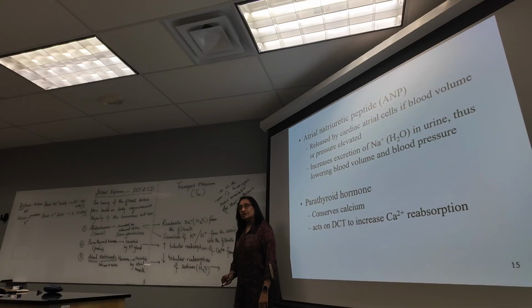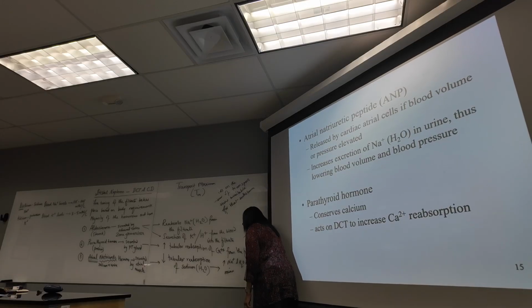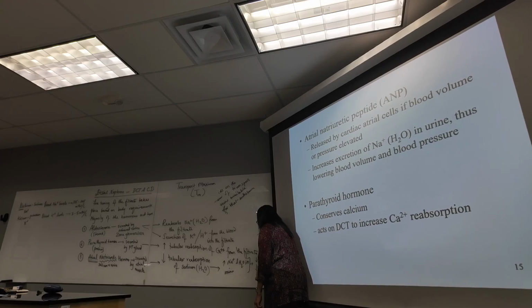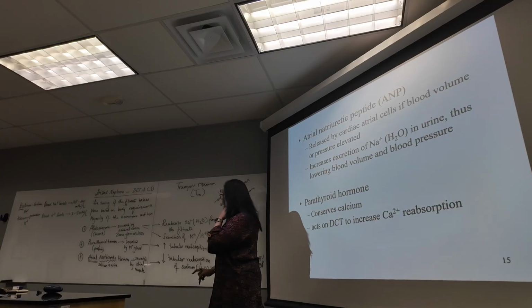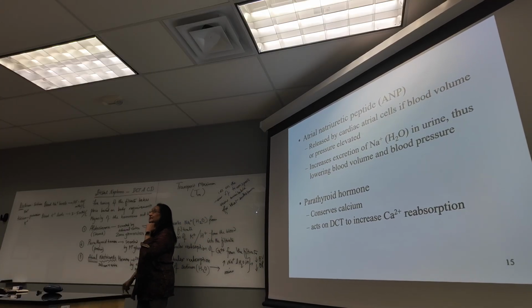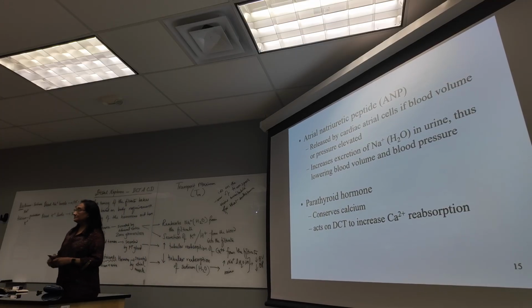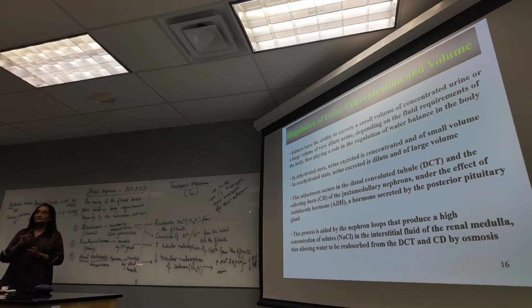In the end, what is this going to do? It is going to increase sodium and water in urine. And when sodium and water are removed in urine, it is going to decrease blood volume and decrease blood pressure. So the trigger for release of this hormone is increased blood volume and increased blood pressure, mainly volume. Okay, so we're talking about three of them.